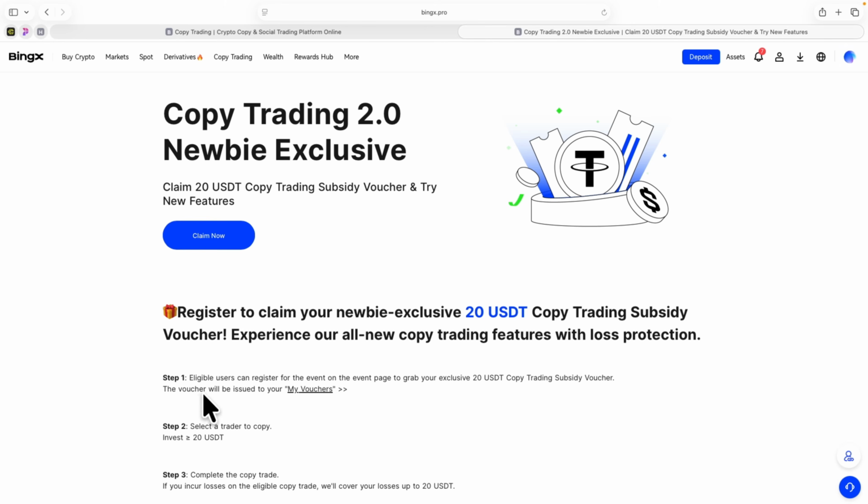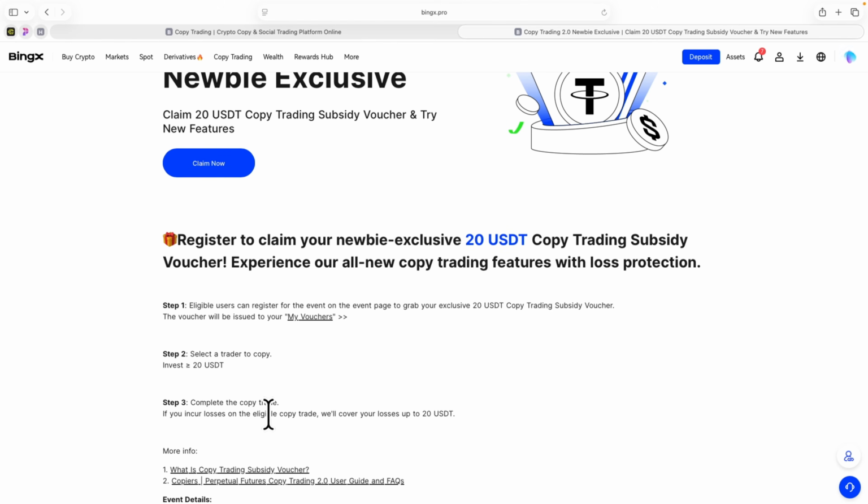Now, step one is that eligible users can register for the event on the event page to grab your exclusive 20 USDT copy trading subsidy voucher. And the voucher will be issued to your My Voucher. So that's the page. So just click right here. And then the second step is to select the trader to copy and invest greater than or equal to 20 USDT. So what they're telling you is that you must copy a trader with at least 20 USDT. And then the third step is to complete the copy trade.